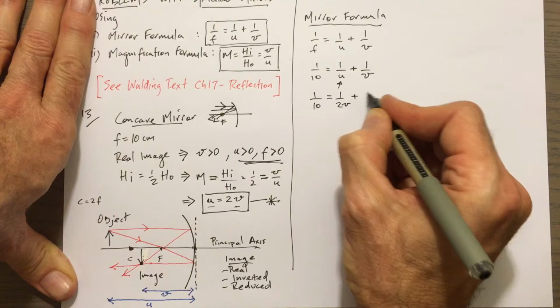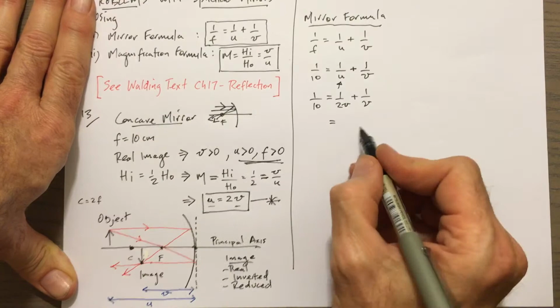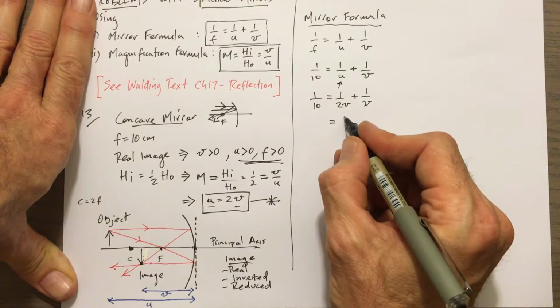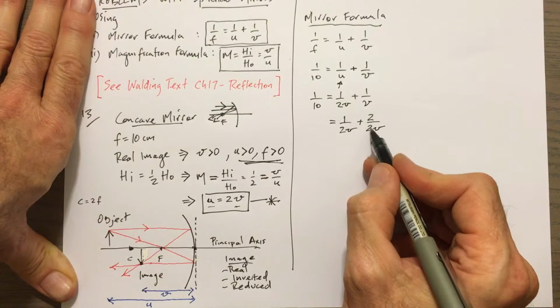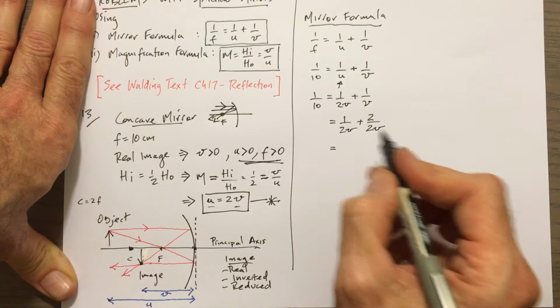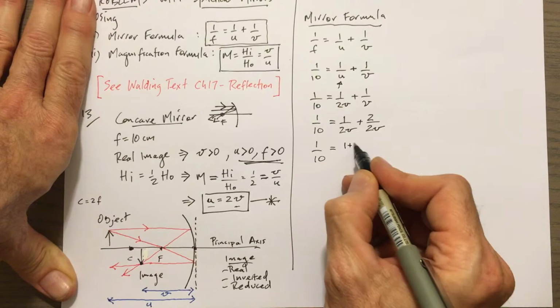And probably the best way to solve it from here is to look at your common denominator. So we've got 2V here, we've got V here. Let's make both fractions over 2V. That stays as 1 over 2V. This will be 2 over 2V. So we increase this fraction by a factor of 2, top and bottom. It's the same fraction: 1 on V is equal to 2 on 2V. Now we have a common denominator there, and we'll bring our 1 on 10 down on the left here. So now we can look at that as just 1 plus 2 over 2V.